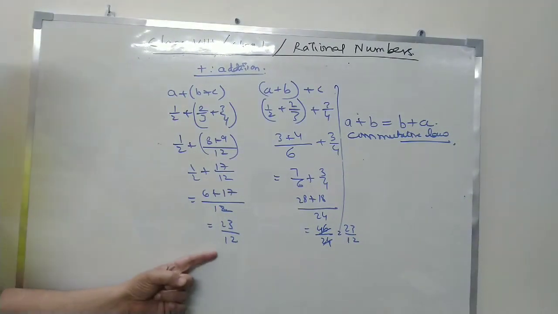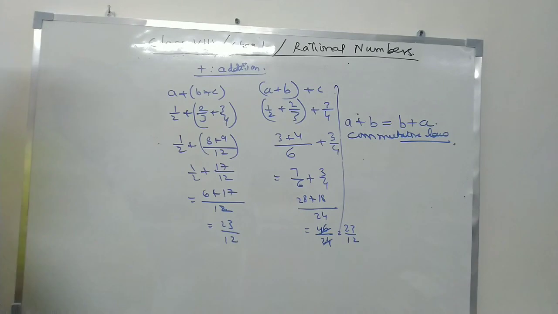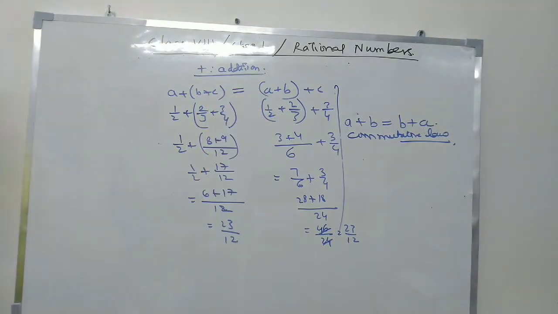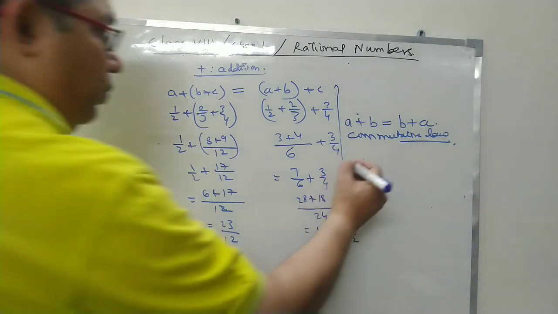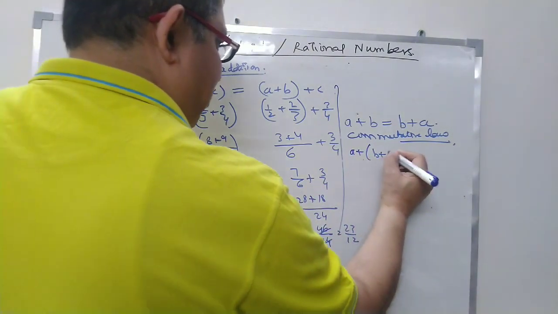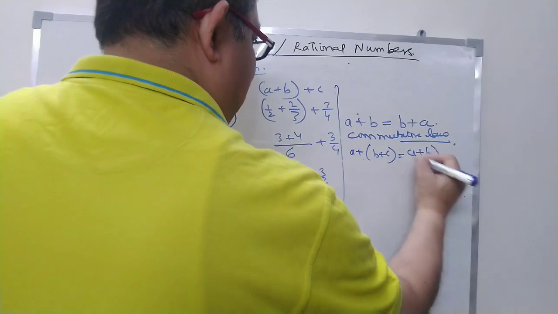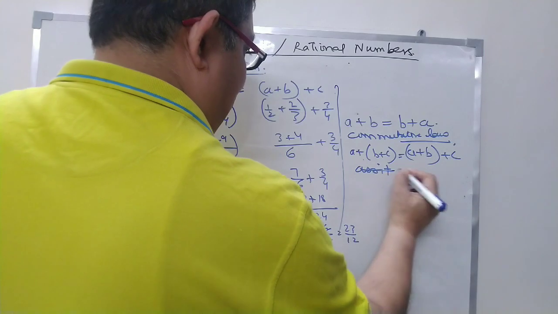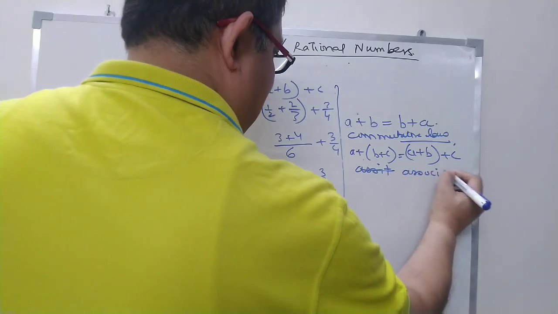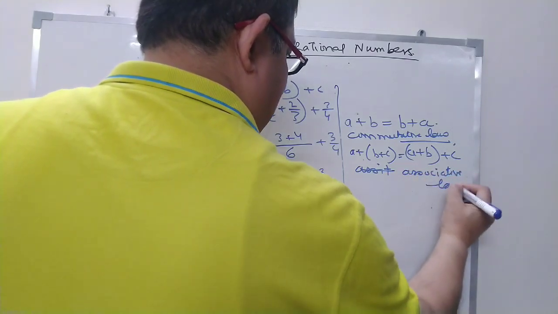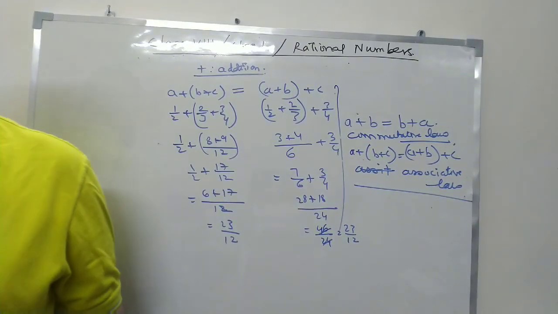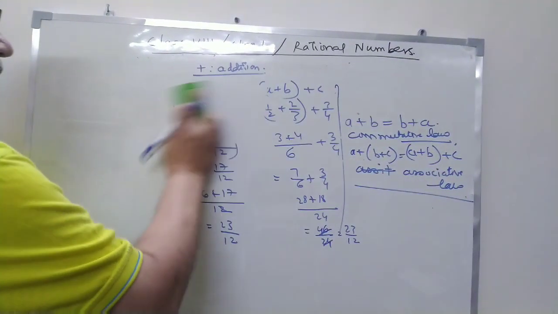So here also the total came 23 by 12. Here also the total came 23 by 12. So are they equal? Yes, they are equal. So the associative law also holds. A plus B plus C is equal to A plus B plus C. So associative law also holds here. Now our next thing will be about identity. That is, their identity is also possible.